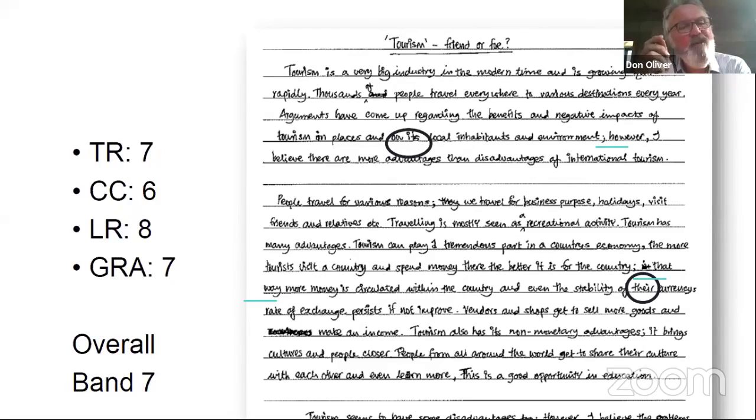Be careful when you're using a pronoun. Be careful that you understand what noun it refers to. And if that noun is singular, the pronoun is singular. If that noun is plural, the pronoun is plural. This is a common mistake that people make, and it is penalized under coherence and cohesion.